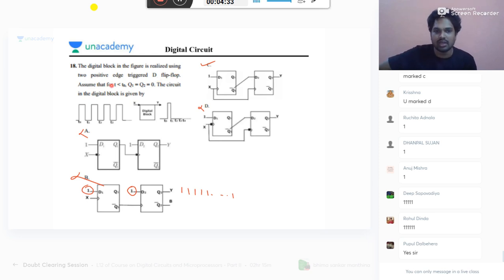Assume that for t less than t naught both of them are 0. The circuit in the digital block is given by. This is your clock, and we have applied it to the digital block. First clock pulse I should get 1, remaining all clocks I get 0. That is the required condition. So for that what to do? From options we can eliminate, but let me prove it. How to do the analysis also, I will show you.